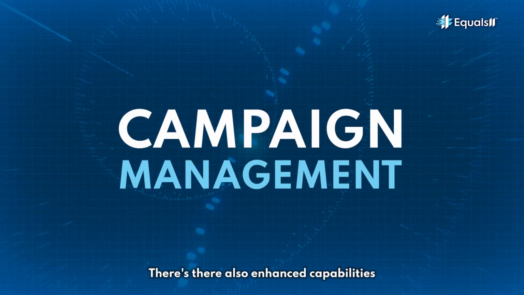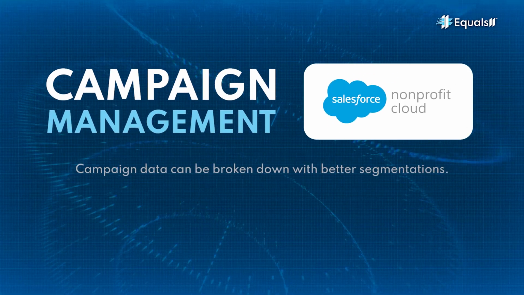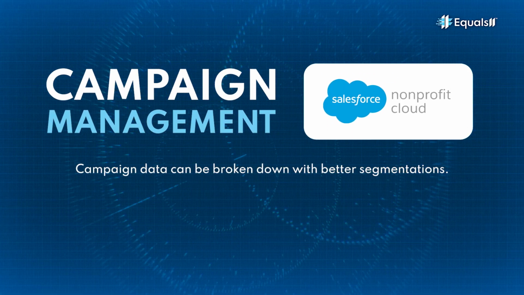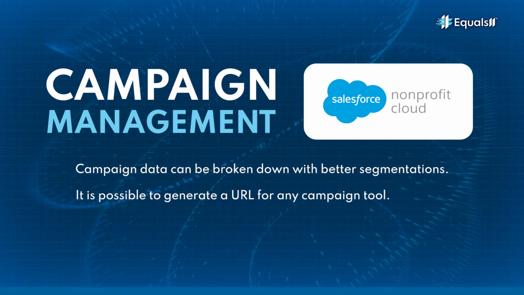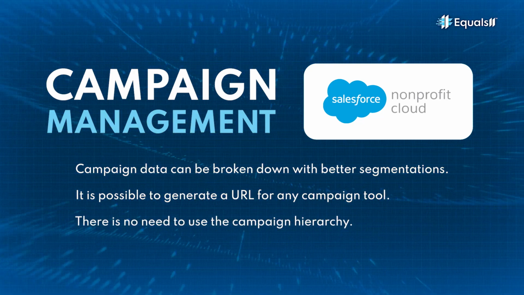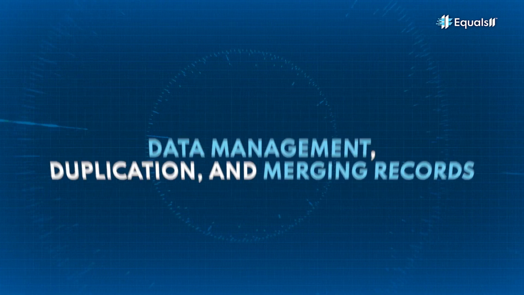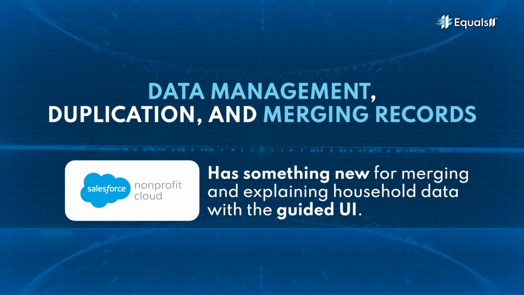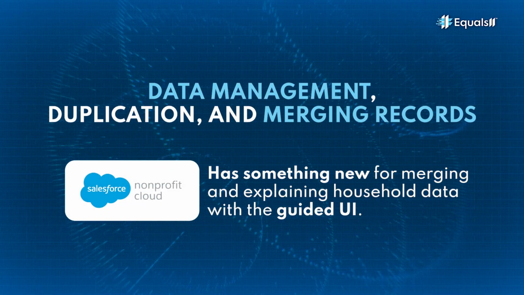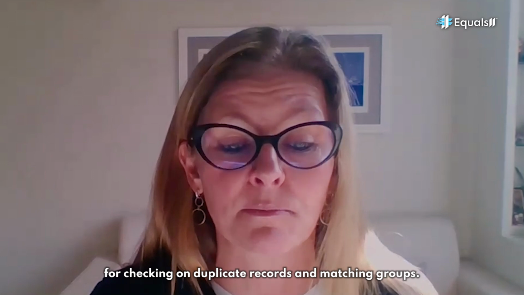With campaign management, there are also enhanced capabilities with Nonprofit Cloud. For example, they say that campaign data can be broken down with better segmentation, and it's possible to generate a URL for any campaign to utilize. Also, there's no need to use the campaign hierarchy as we have in NPSP. With regards to data management, duplication, and merging records, NPC has something new for merging and splitting households with a guided UI. In NPSP, we use regular Salesforce capability for checking duplicate records and matching rules.